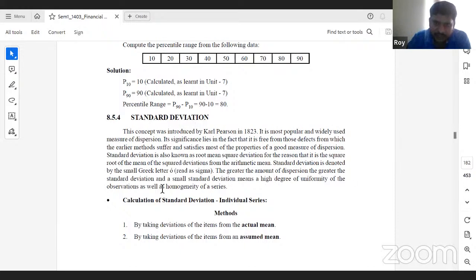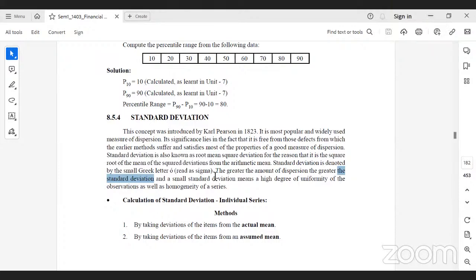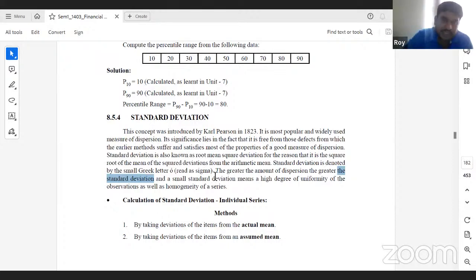The greater the amount of dispersion, the greater the standard deviation. What is dispersion again? In simple words, the meaning of dispersion is variation, right? Yes, thank you, Sunita. The greater the variation, the greater the dispersion.